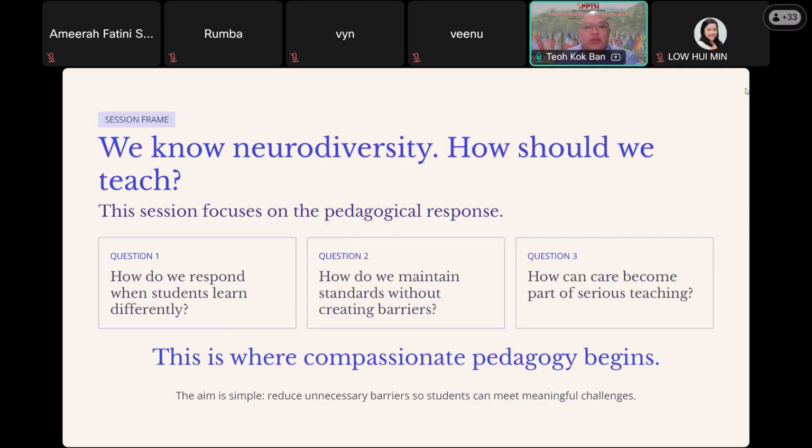Sometimes we use words such as compassion, care, or kindness in higher education, but people may think we are talking about being soft. Maybe giving students easier work, giving everybody extensions, or reducing academic expectations. But that is not what I mean by compassionate pedagogy. Compassionate pedagogy is still serious teaching. Students still need to learn to achieve the learning outcomes.